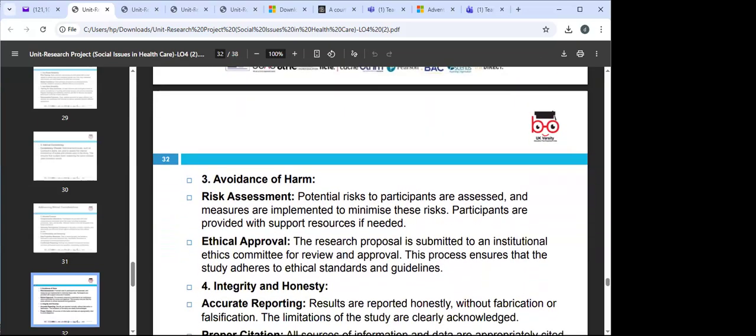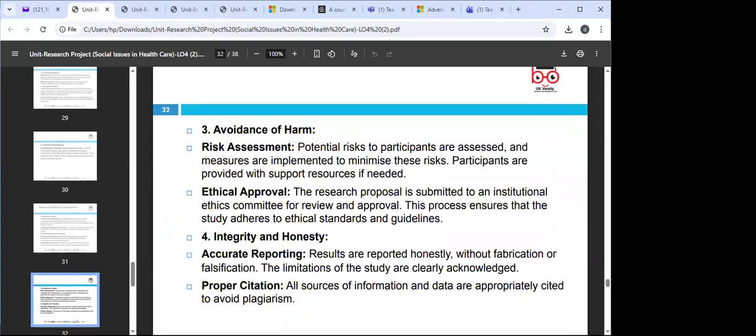Okay. Then you have avoidance of harm. Risk assessment. Potential risks to participants are assessed and measures are implemented to minimize these risks. Participants are provided with support resources if needed. Ethical approval. The research proposal is submitted to an institutional ethics committee for review and approval. This process ensures that the study adheres to ethical standards and guidance.